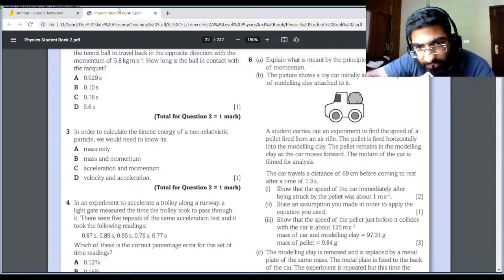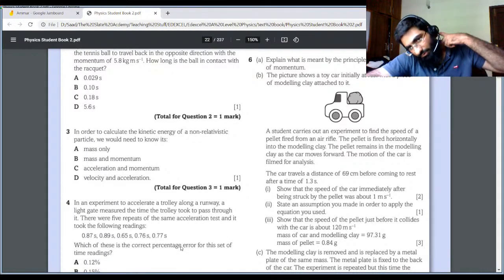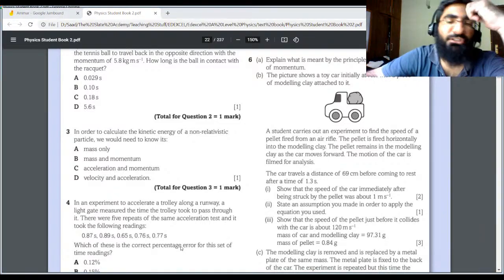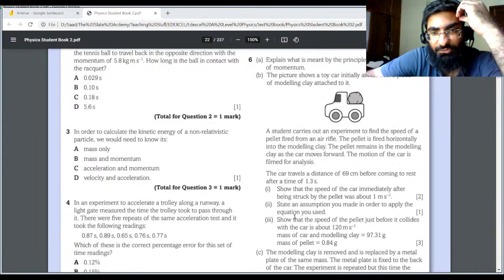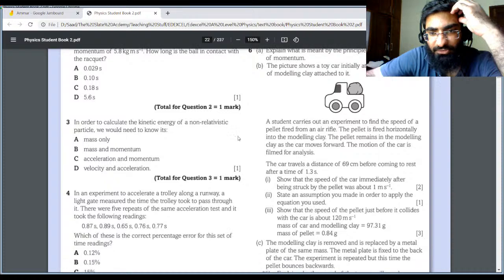Next one: state the assumption that we made. Whenever we are using this average velocity thing, we are assuming the acceleration to be constant. For all the equations of motion, we assume constant acceleration. Okay, next part, part 3.